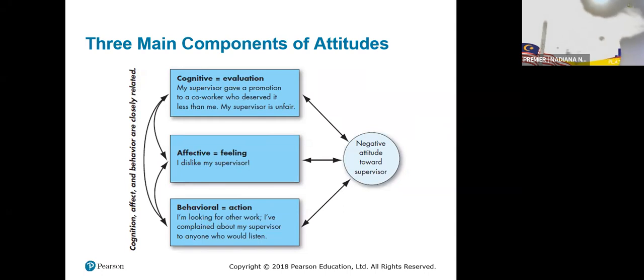That is very clear. Negative attitude toward supervisor or positive attitude toward supervisor. It is very rare if you are sitting on the fence, neither negative nor positive. It's very rare. You have a feeling. You cannot be neutral. You must either fall under negative attitude towards the supervisor or positive attitude towards the supervisor.